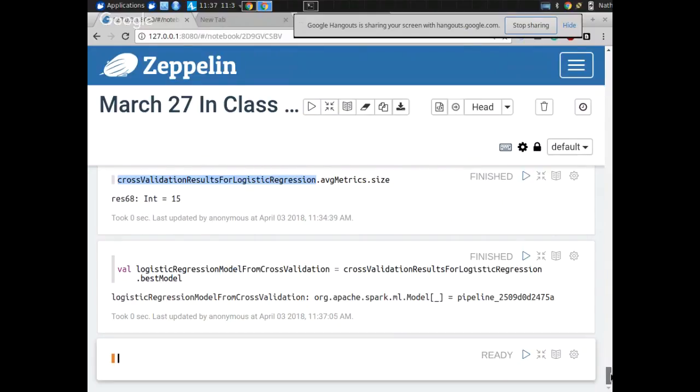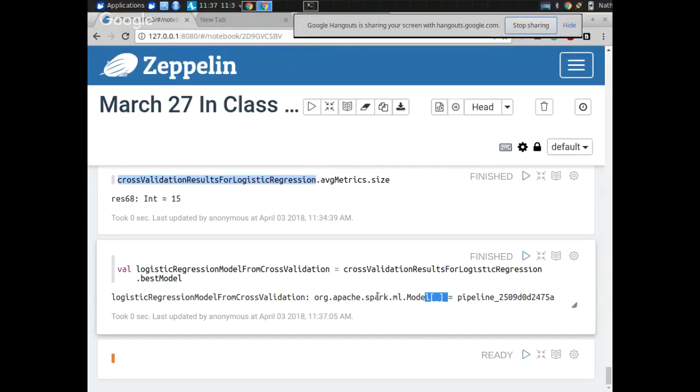Now, if we just take the best model, we'll see that it's kind of an opaque thing. All it knows is that it's a model. This is a pipeline model. It's not any logistic model. It'd be pretty neat if it were, but we'll say it's an instance of pipeline model. Okay, here we go. So now we get back a pipeline model.